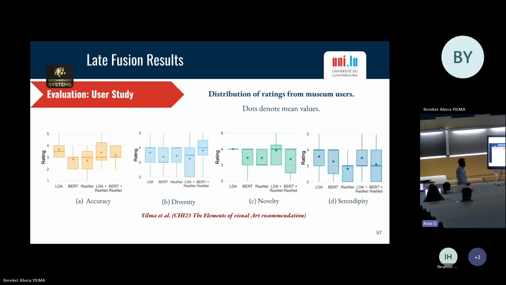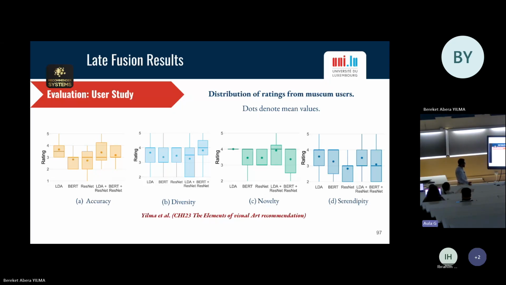And then we did another user study. Interestingly, now we learned some kind of pattern, some interesting pattern emerged. If you look closely, LDA and BERT, when combined, actually perform better across all beyond accuracy measures.